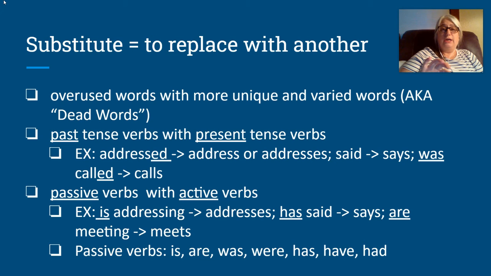You want to change passive verbs with active verbs whenever possible. Passive verbs are those: is, are, was, were, has, have, or had. You want to try to take those out and replace them with more active verbs, like, again, addresses, meets. Try to think of more active ways to say what you're trying to say.